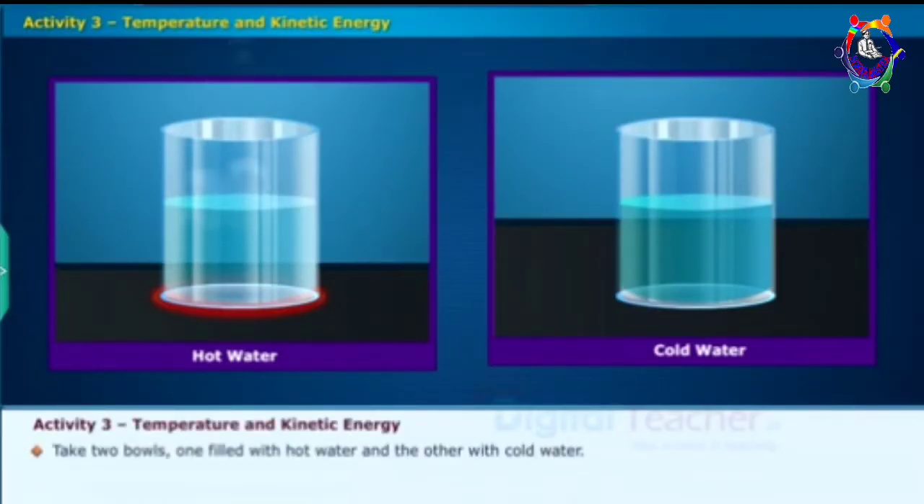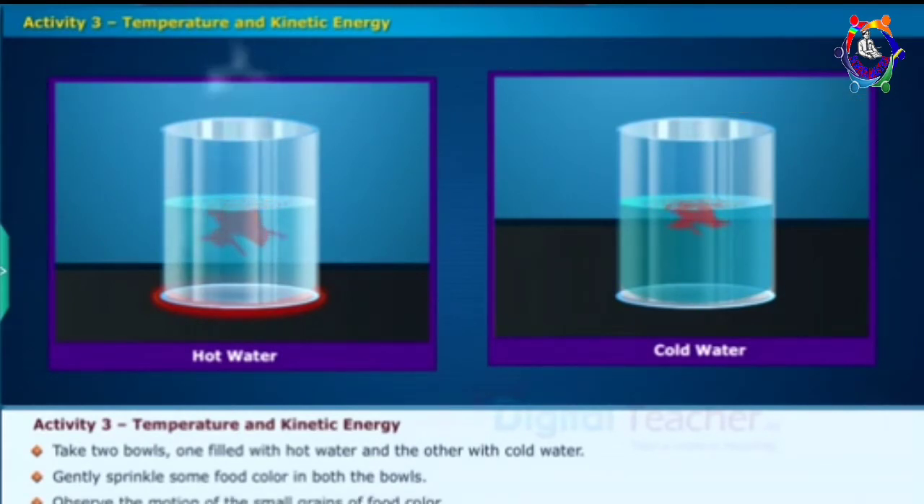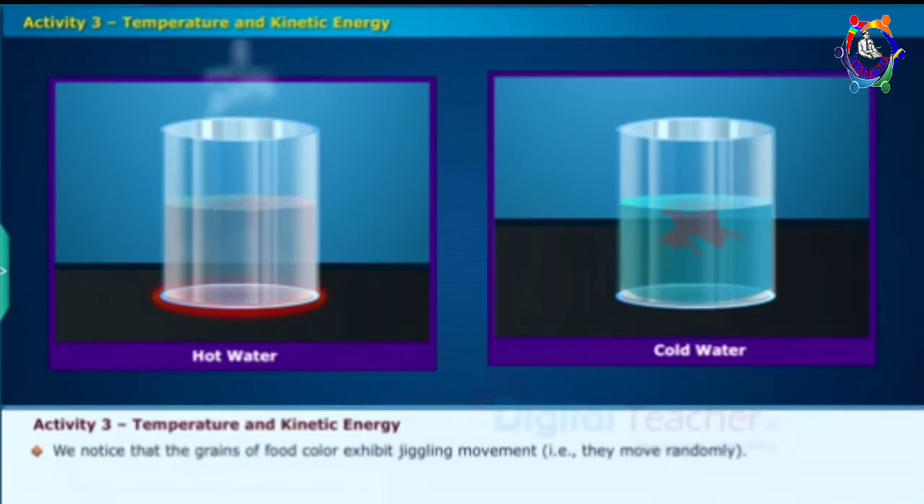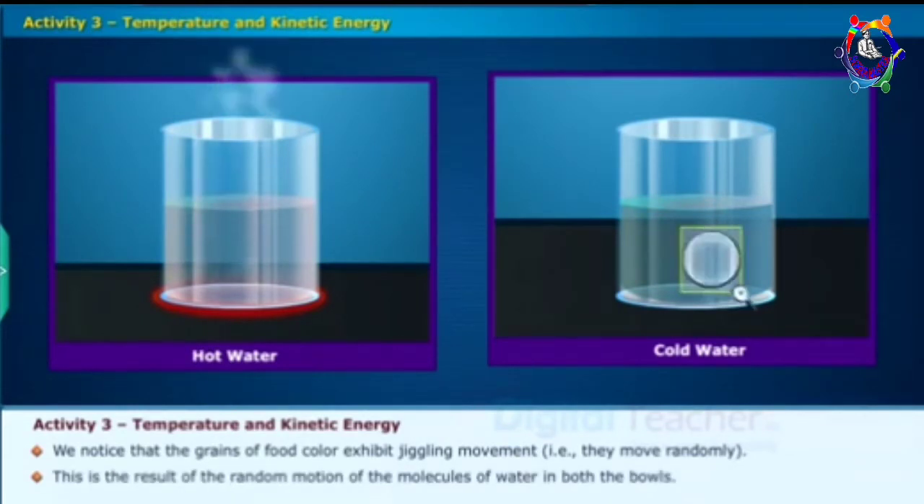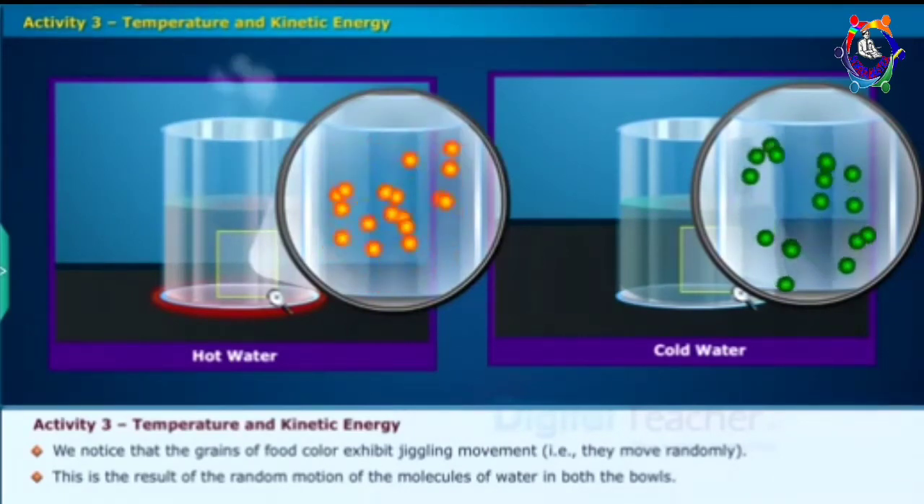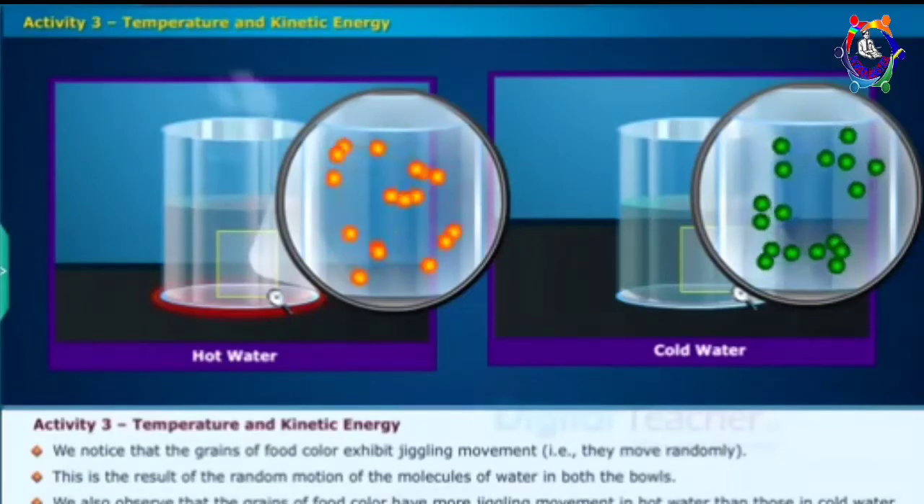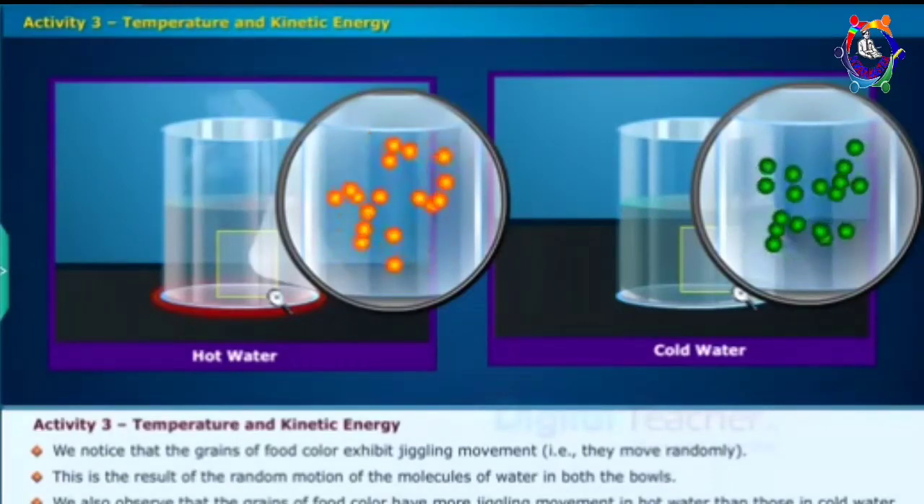Take two bowls, one filled with hot water and the other with cold water. Gently sprinkle some food color in both the bowls. Observe the motion of small grains of food color. We notice that the grains of food color exhibit jiggling movement, that is, they move randomly. This is the result of the random motion of the molecules of water in both the bowls. We also observe that the grains of food color have more jiggling movement in hot water than those in cold water.